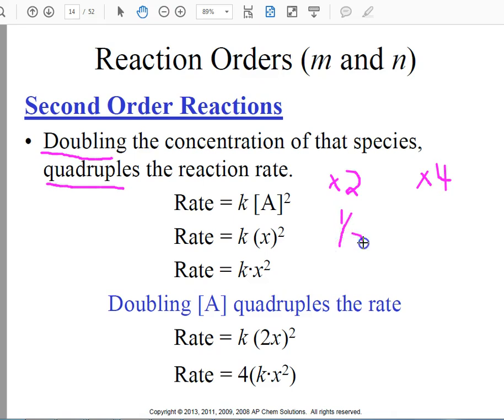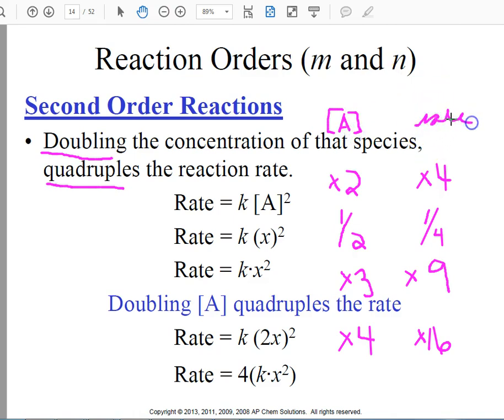If you halve your concentration, what's half squared? You're going to quarter your rate. If you triple your concentration, you're going to multiply your rate by 9. If you quadruple your concentration, what's 4 squared? You're going to be multiplying your rate by 16. So whatever you do to that species, if it is second order, then that effect squared happens to the rate.